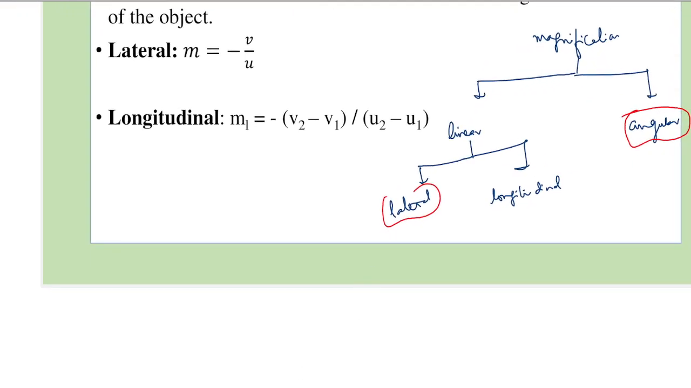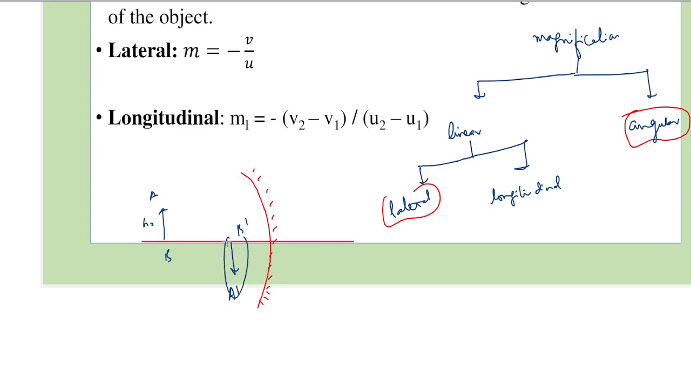To make more sense of it, let us assume a concave mirror is present. This is its principal axis. Suppose an object is placed erect. We call it AB, or height of object. If the image is formed somewhere here, we will call this A dash, B dash. In that case, the ratio of this height by this height is called lateral magnification.